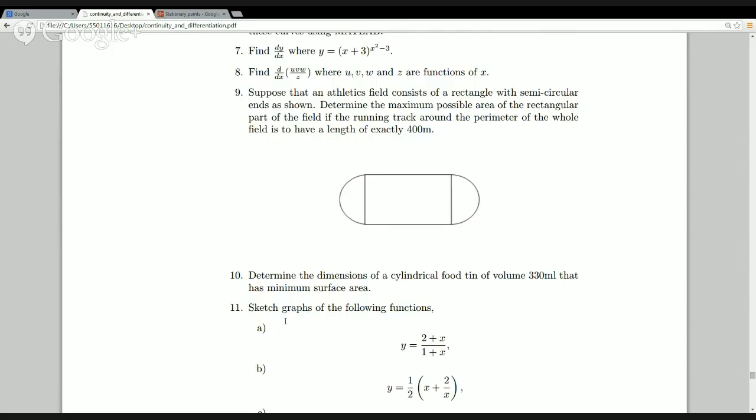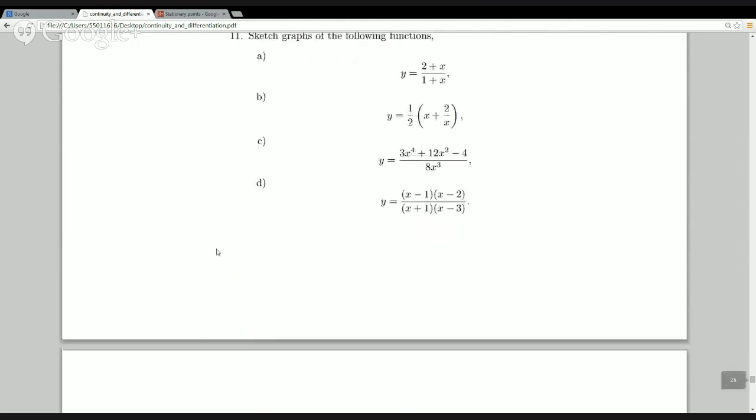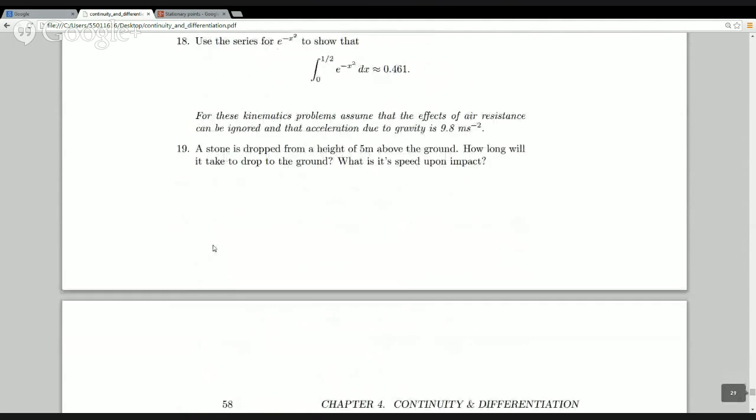Okay, any queries arising out of that or questions you'd like to ask? There's a bunch of similar type questions towards the end of the exercises.